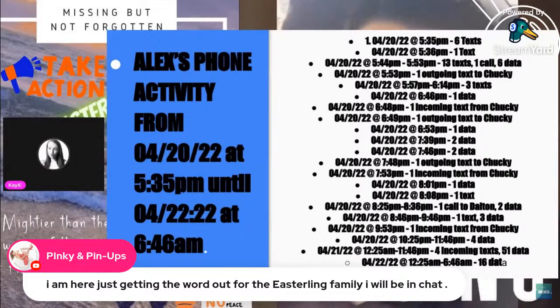Now, data could just about be anything. He could be checking the weather. He could be checking Facebook. He could be getting on Facebook Messenger. He could be checking Cash App. It could be anything that requires the internet or the data on your phone will trigger that. So it literally could be anything.